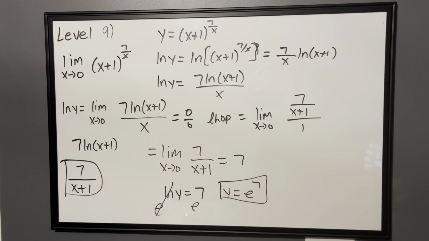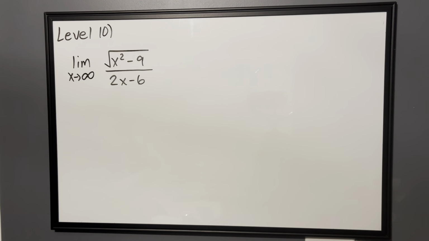So let's go ahead and move on to the final level, level 10. Okay, so here we have level 10. This one is the limit as x goes to infinity of the square root of x squared minus 9 over 2x minus 6. Now remember, when we have limits as x goes to infinity, we're going to try to use a form of degree rule. The reason I have this as level 10 is because this tricks so many students. The reason is that we need to divide every term by the highest degree.